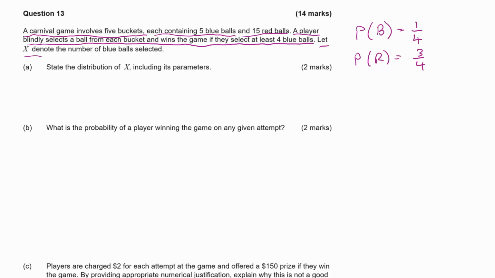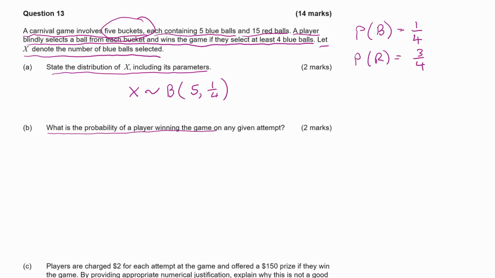We're going to let X be the random variable, the number of blue balls selected. And we want to state the distribution of X, including its parameters. Well, we've got 5 buckets, so that constitutes 5 trials, and we have a constant probability of success. So that's going to be a binomial, 5 trials, and since we're talking about blue balls, the probability there is going to be a quarter.